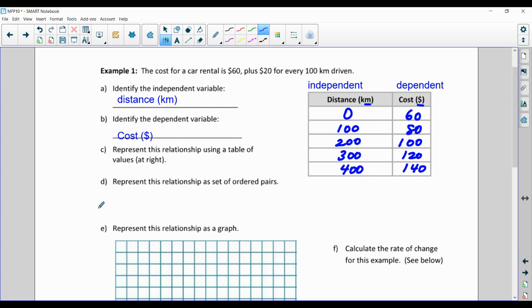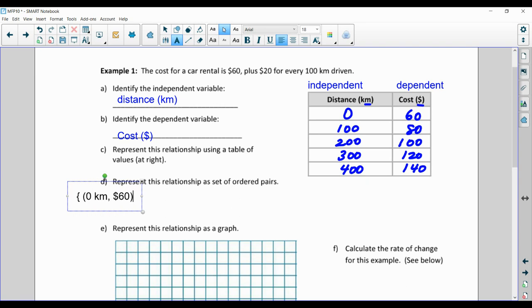Now it asks us to represent it as a set of ordered pairs. So I'm going to go ahead and type that so it's a little bit easier for people to read. I'm going to have to go a bit smaller here. So as a set of ordered pairs, I'm going to start with my curly bracket to say that I'm about to list a set. And my first set would be 0 kilometers, and that would be $60. So there's my first ordered pair. Then I put a comma, and my next ordered pair would be, if I went 100 kilometers, that would be $80. Remember, we did ordered pairs in a previous section.